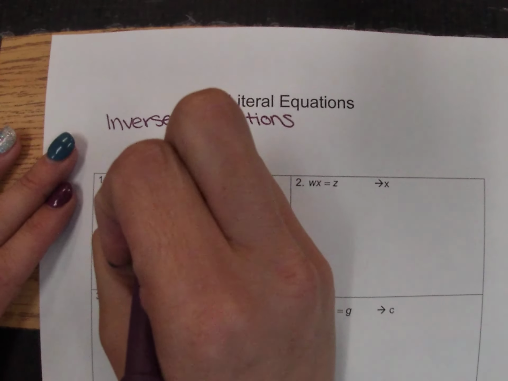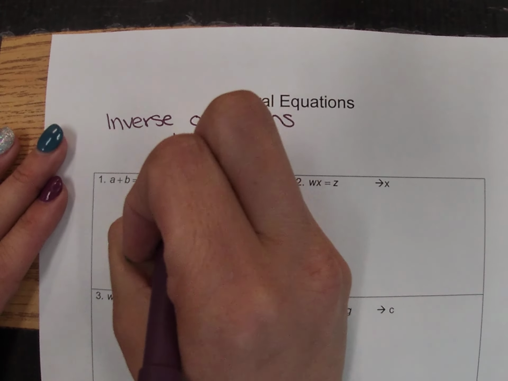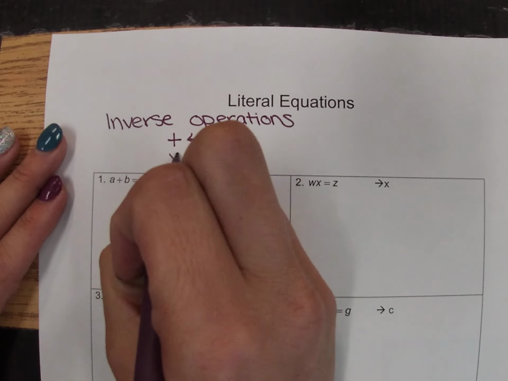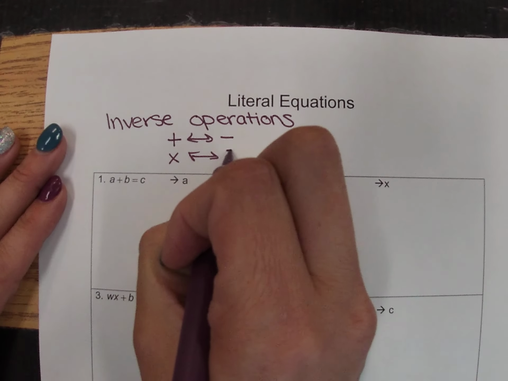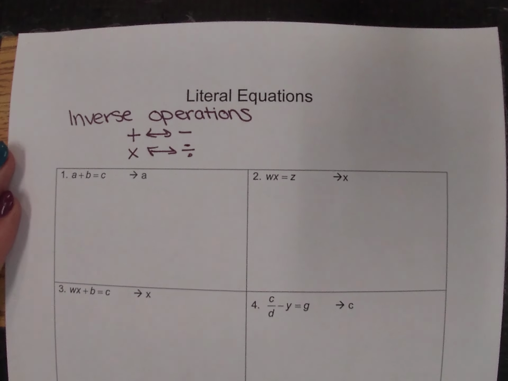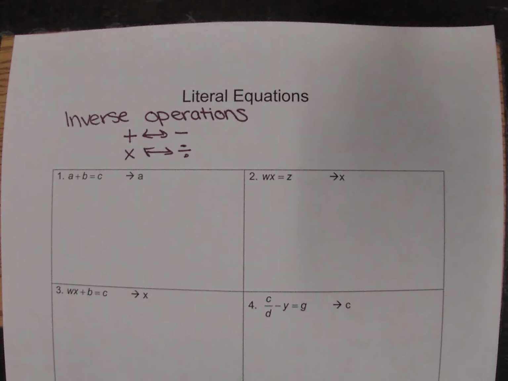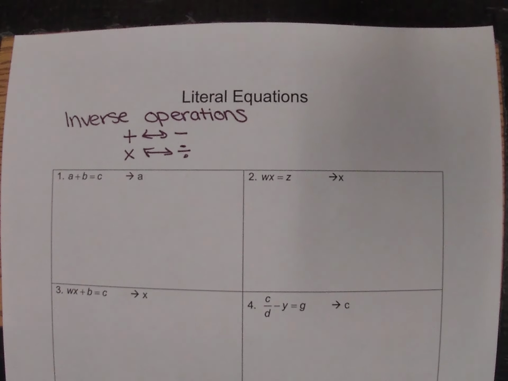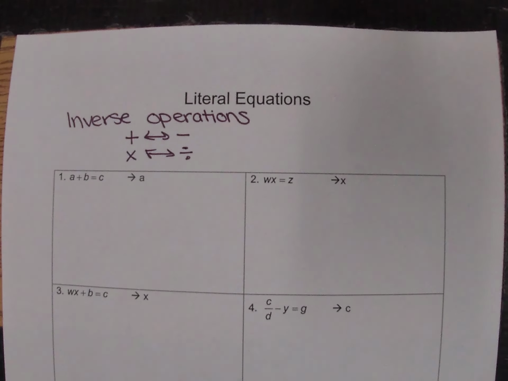Which means we are still undoing any addition with subtraction, and we are still undoing any multiplication with division, and vice versa, right? We would undo subtraction with addition and division with multiplication. We still want to go in reverse order of operations, right? So if we're seeing addition and subtraction, we are typically undoing that first, just like we would with any equation.